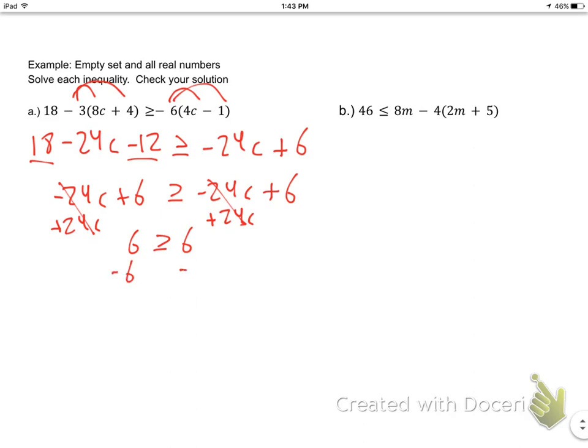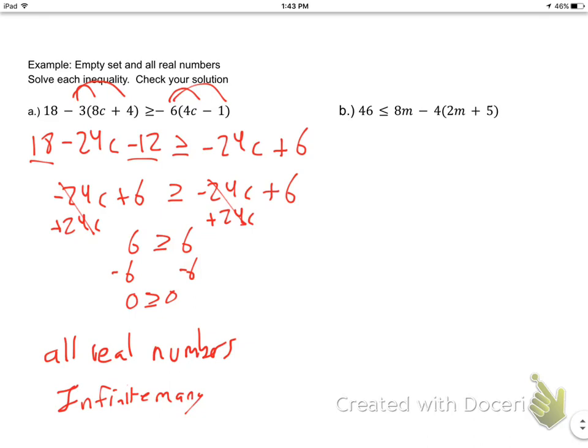And if I wanted to, I could subtract 6 from both sides, and 0 is greater than or equal to 0. Or what happens if I would have divided by 6? Then 1 is greater than or equal to 1. Anytime you get a situation like that, the answer is all real numbers. Or infinitely many. If you don't put all real numbers, then you can put infinitely many instead. You have to put something. Because it's not just 0, it's everything.